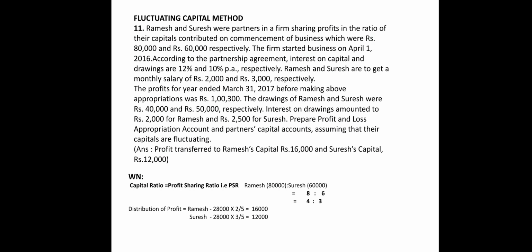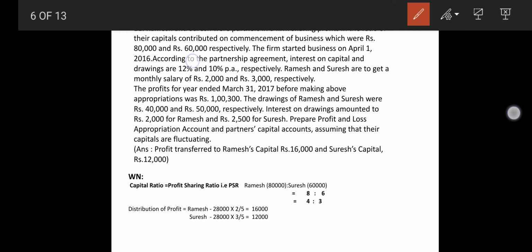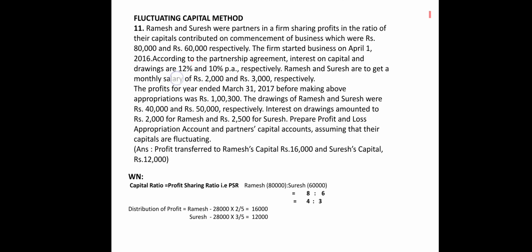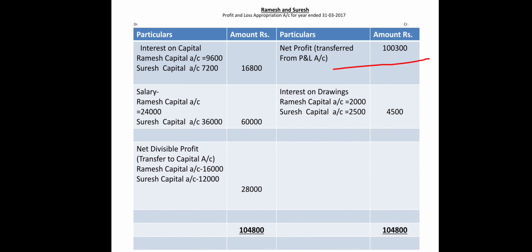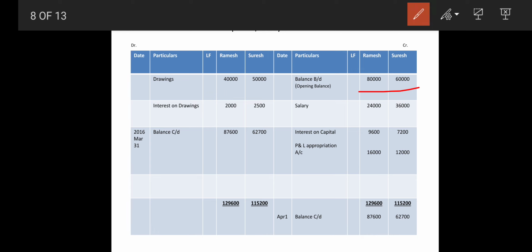Now they had mentioned over here that interest on capital and drawings is 12% and 10% respectively. So interest on capital is 12%, while interest on drawings is 10%. So first we have to transfer the drawings also, which is mentioned in the sum. The drawings of Ramesh and Suresh is 40,000 and 50,000 respectively. So we will be transferring these drawings to the partners capital account, that is 40,000 and 50,000.